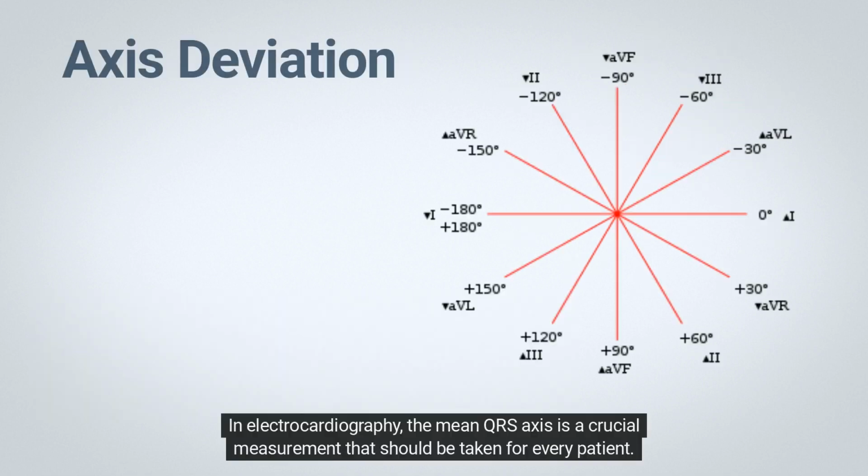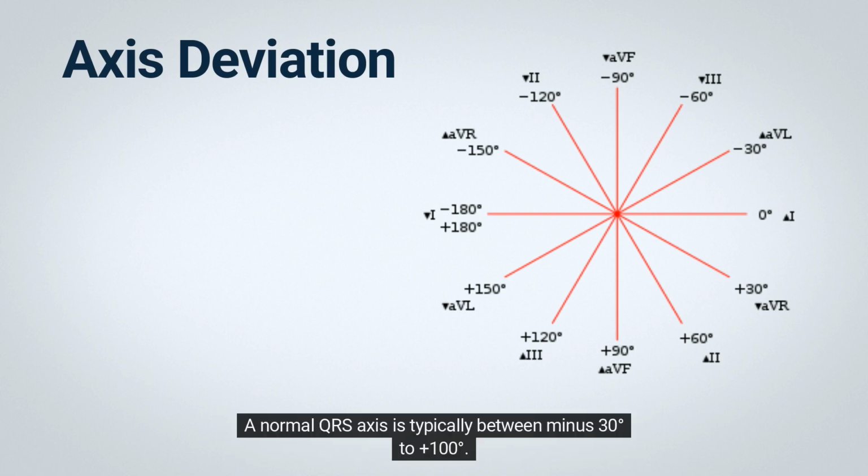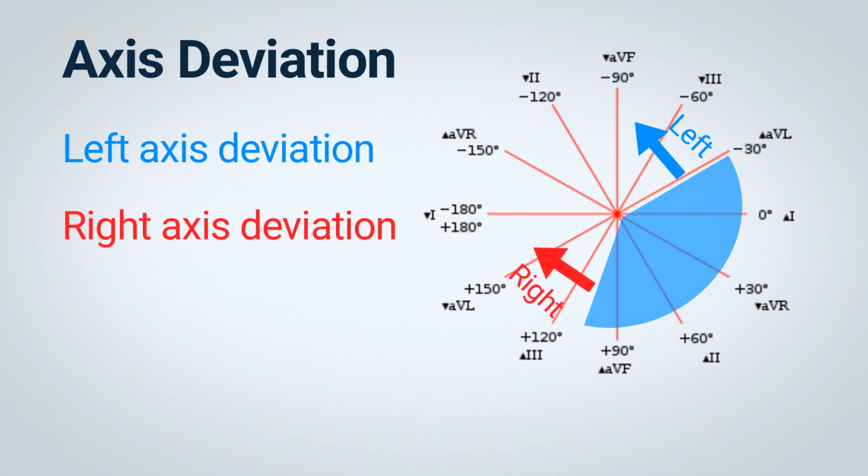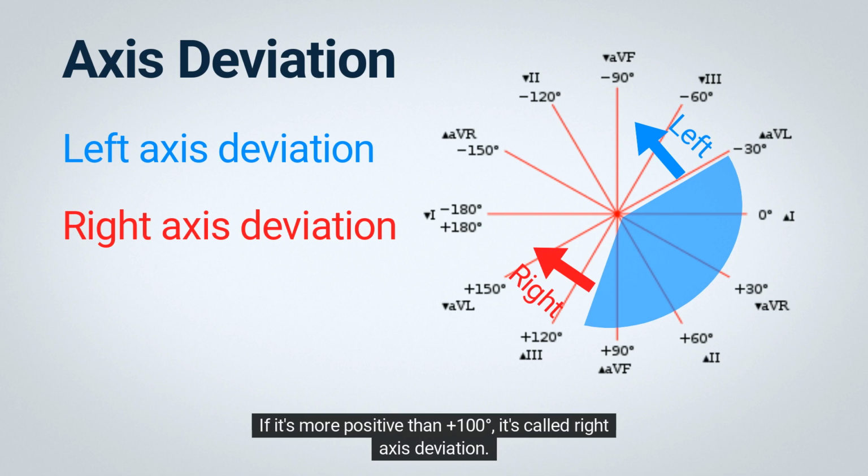In electrocardiography, the mean QRS axis is a crucial measurement that should be taken for every patient. A normal QRS axis is typically between minus 30 degrees and plus 100 degrees. If the axis is more negative than minus 30 degrees, it's called left axis deviation. If it's more positive than plus 100 degrees, it's called right axis deviation.